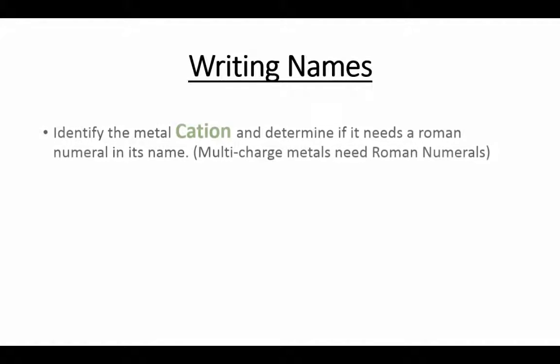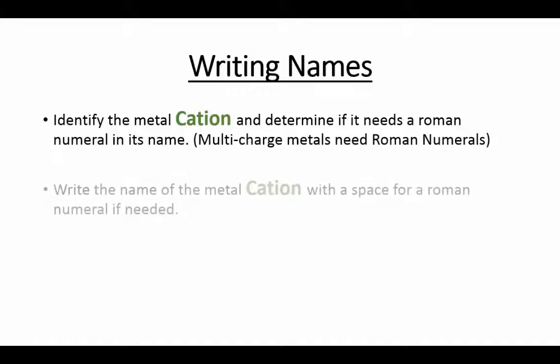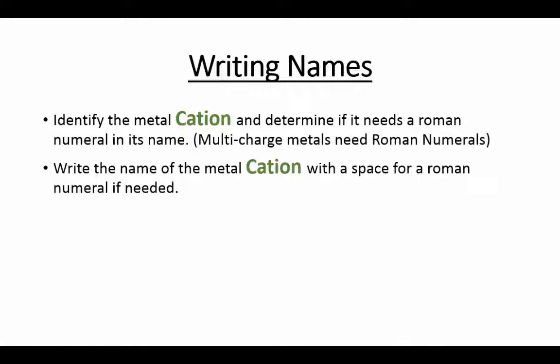Next, we're going to get some practice writing names of ionic compounds that may or may not have Roman numerals in their name. That's for those transition metals or those other metals where it's not always clear. So what you want to do is identify the metal cation and determine if it needs a Roman numeral by looking to see if it has more than one charge. If it does need a Roman numeral, then we're just going to write down the cation and leave a space for that Roman numeral in parentheses.